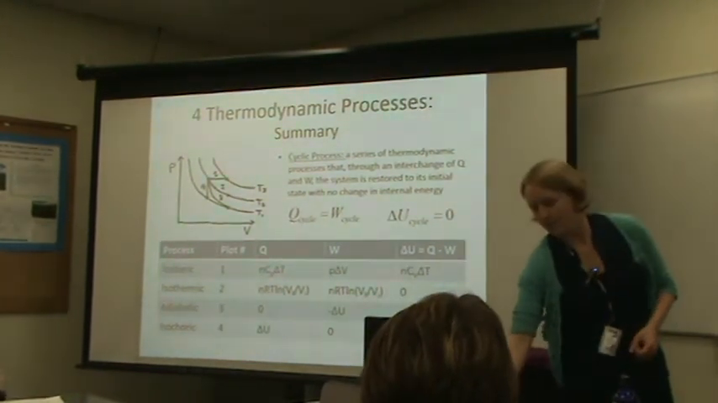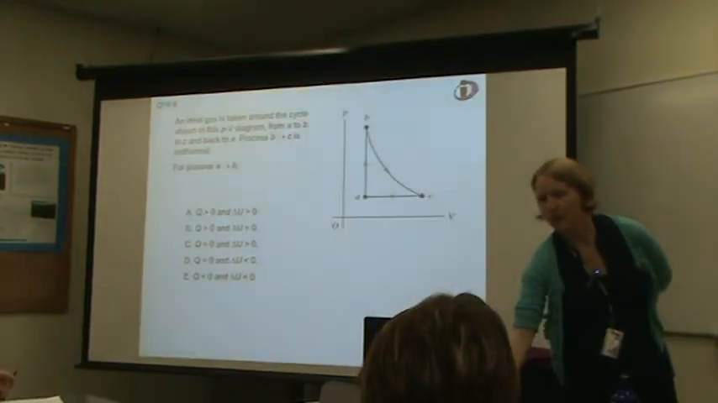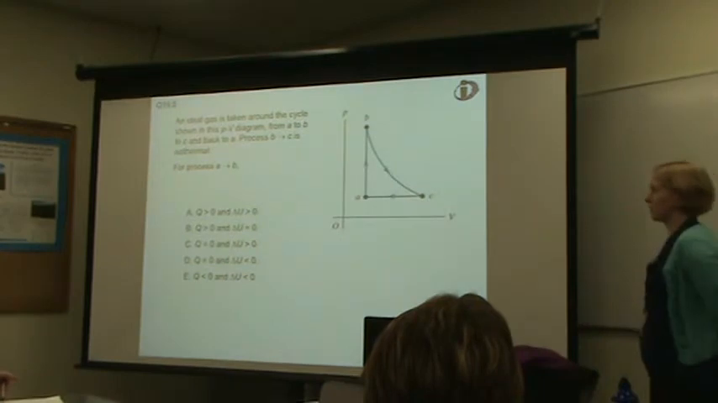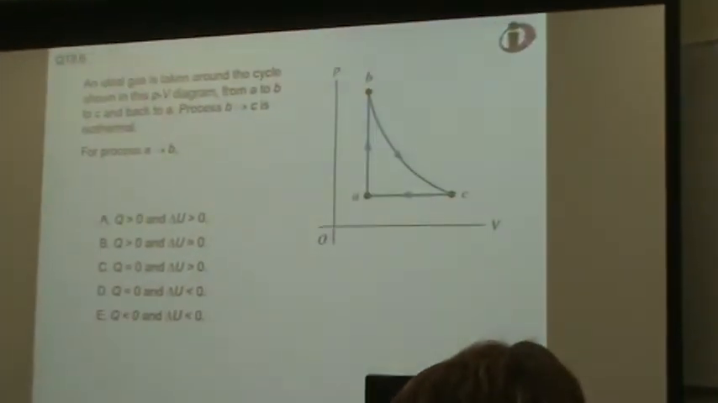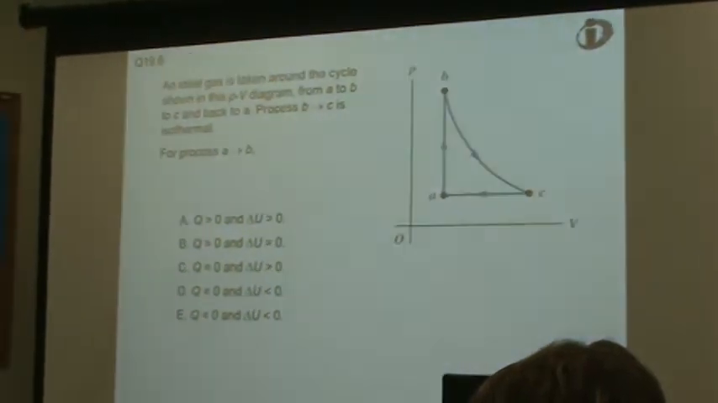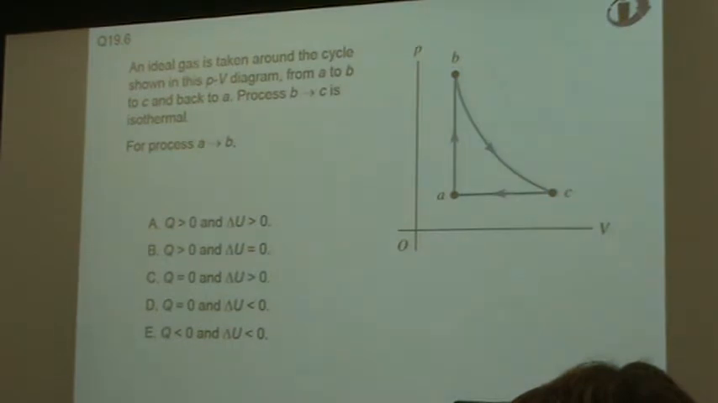All right, next one, we're going to use this picture for a few questions. An ideal gas is taken around the cycle shown in this PV diagram from A to B to C and back to A. Process B to C is isothermal. For process A to B, what do we know about Q and delta U?